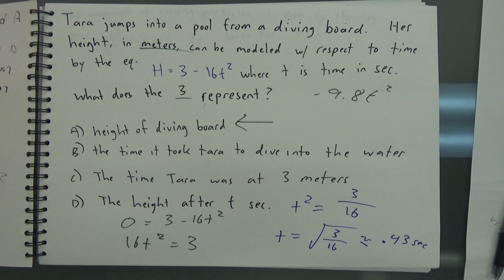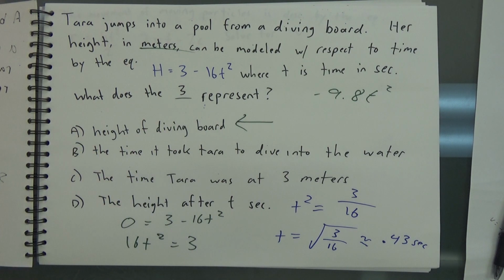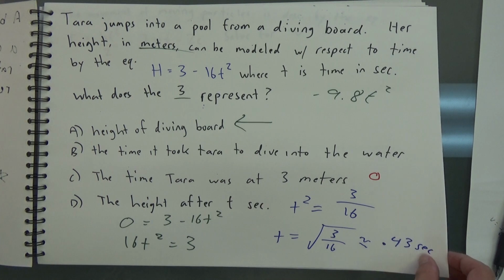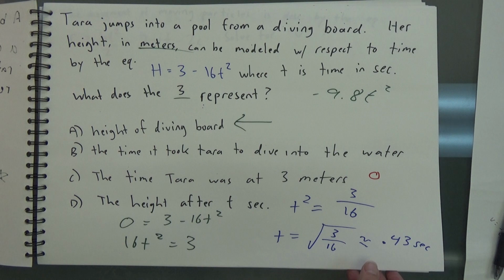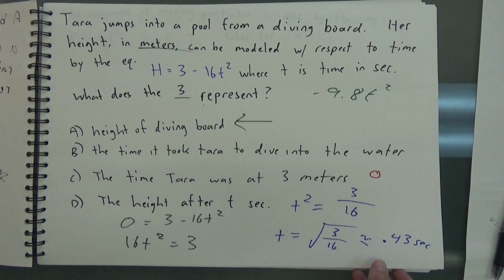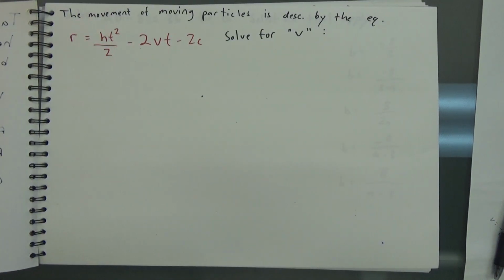But that's not what they're asking us. They're asking us, what does the 3 represent? Which is the height of the board. The time Tara was at 3 meters, she's only at 3 meters when she's standing at the diving board. So that one is 0. Again, some of these are not being asked by the question, but since it's in front of us, it might be interesting to see. I'll try to first answer the question as written, and then maybe go into a little explanation, because I know the main thing is to get these right on the exam.